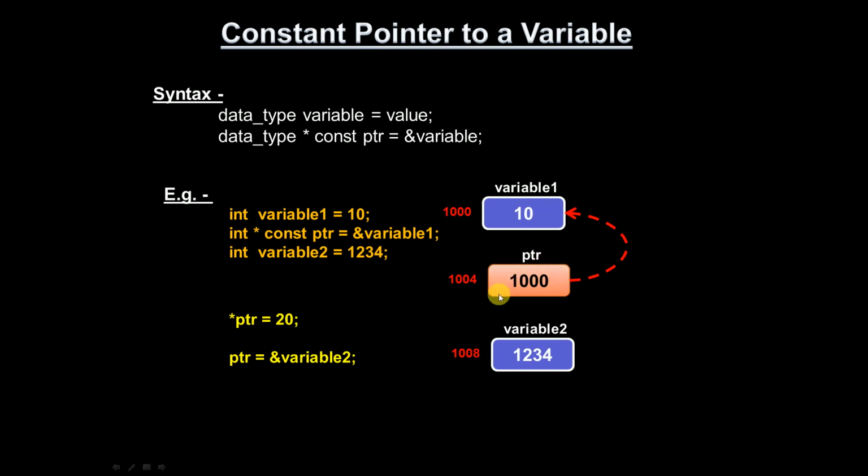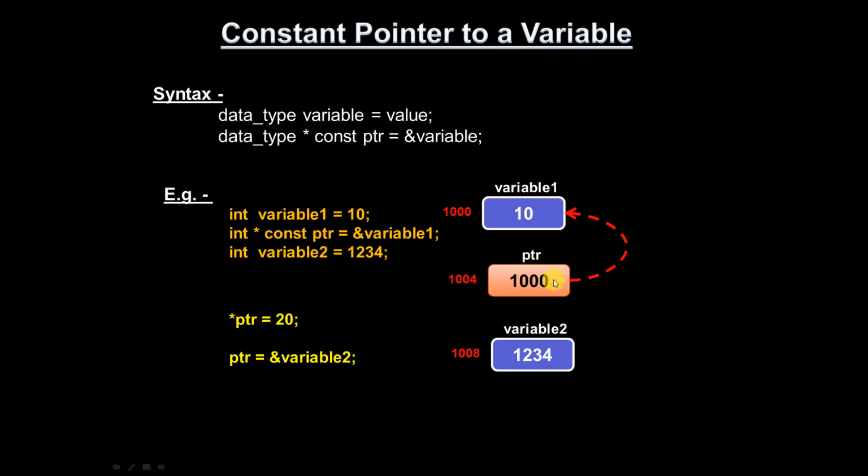So previously, in pointer to constant, wherever it is pointing, that value is constant, but you can make your pointer change to some other variable. But here, constant pointer to a variable means once you have assigned a value, int * const ptr = &variable1, now the ptr is having the address 1000.